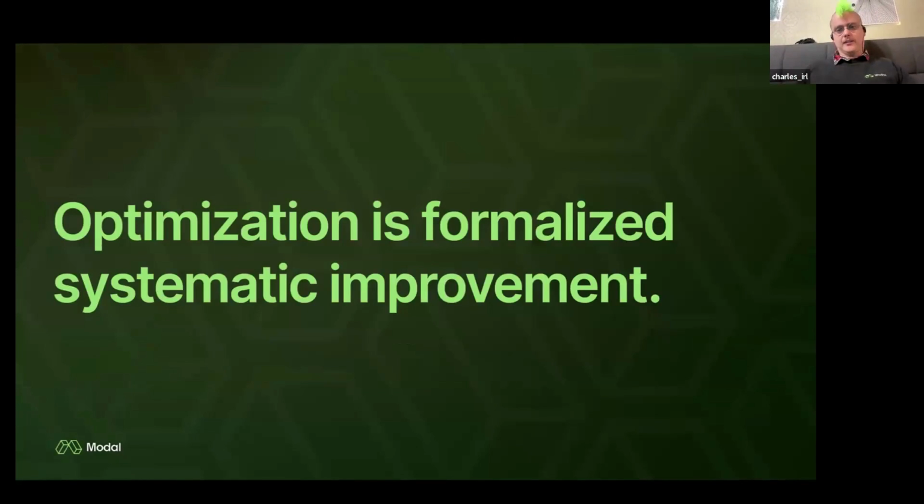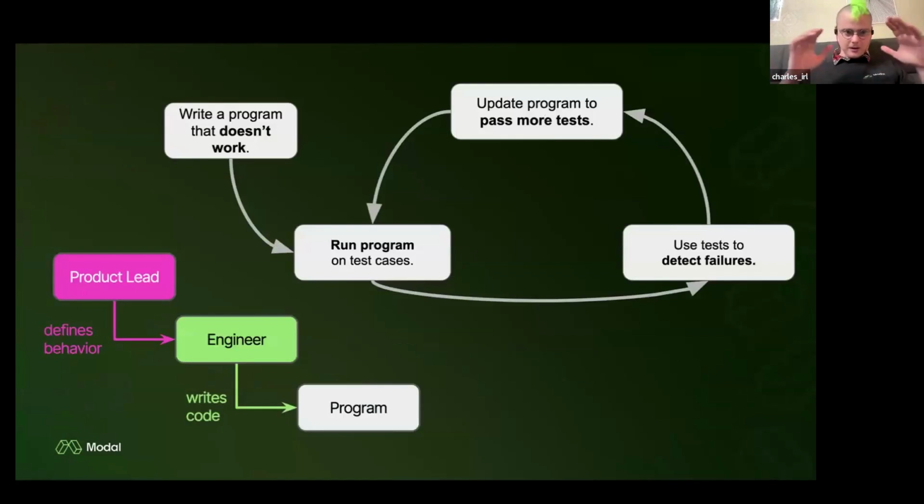Optimization is formalized systematic improvement. I imagine you see a lot of circular diagrams and loops and flywheels, but let me give you a particular perspective on continued improvement, systematic improvement, and how optimization fits in that picture.